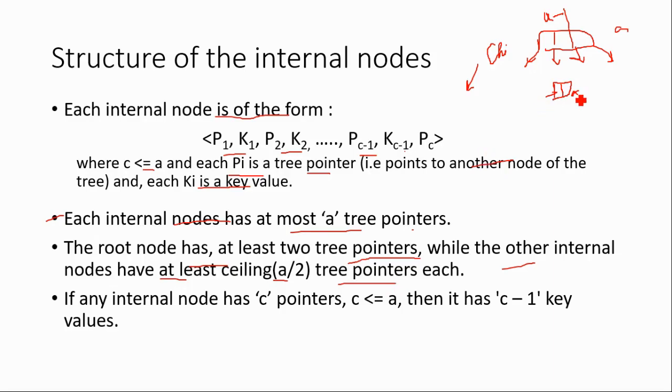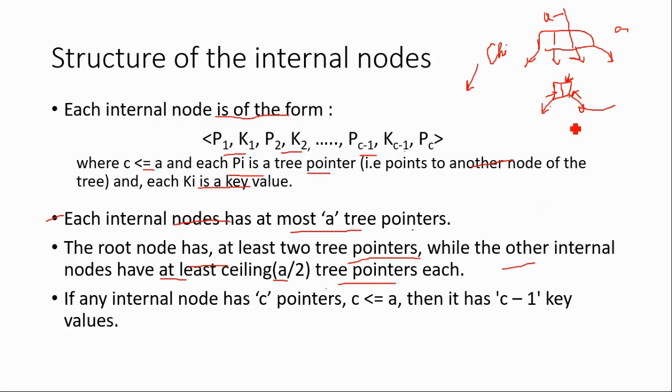Yes, it means the root node may have one child link, may have one node and 2 child links, and the internal nodes have at least ceiling of A by 2. So we have said that there is a condition on the minimum number of elements there.